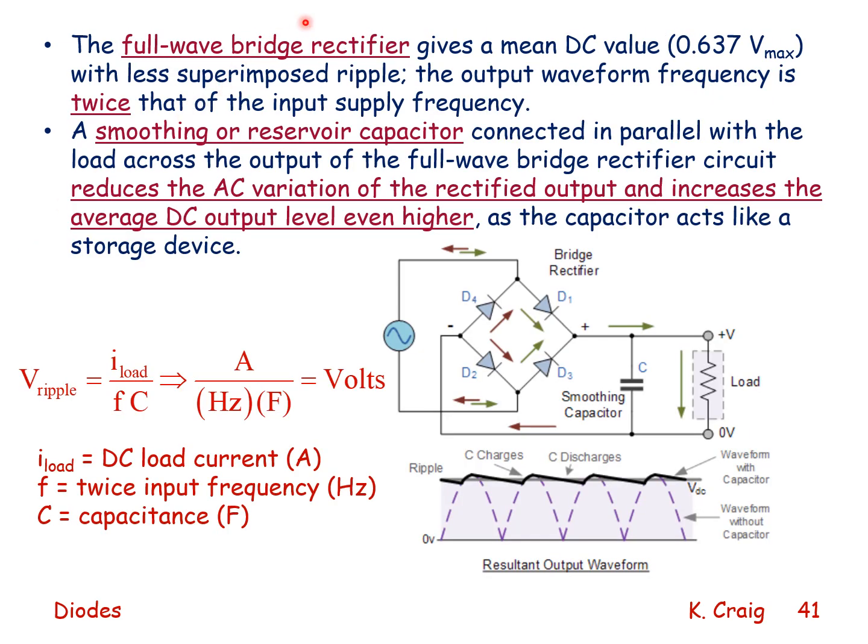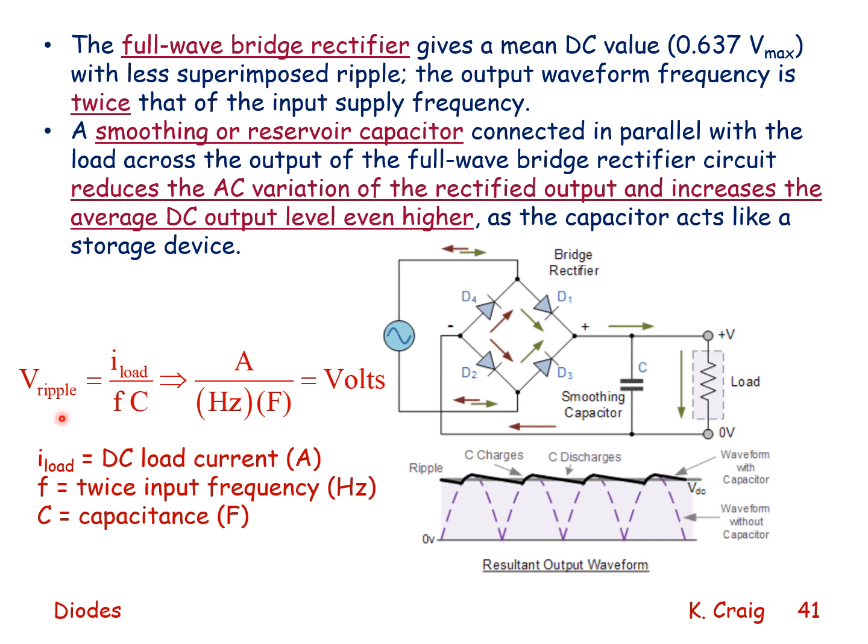The full wave bridge rectifier gives a mean DC value equal to 0.637 Vmax with less superimposed ripple. The output waveform frequency is twice that of the input supply frequency. A smoothing or reservoir capacitor, shown here, connected in parallel with the load across the output of the full wave bridge rectifier circuit, reduces the AC variation of the rectified output and increases the average DC output level even higher, as the capacitor acts like a storage device.